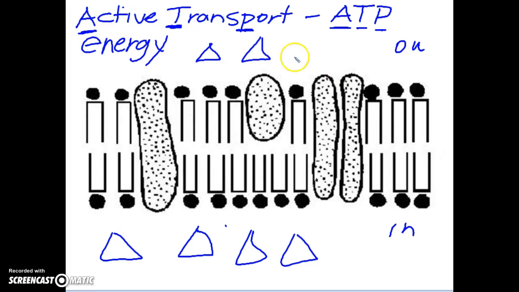So we usually have something called a pump. And a pump is a protein channel just like this. And it actually allows for these things to get pushed in, but energy is required. So we've got to put some ATP in there to sort of suck these things through and get them into the cell. So active transport is going against the concentration gradient from a low concentration to a high concentration.